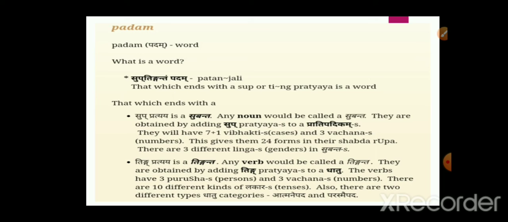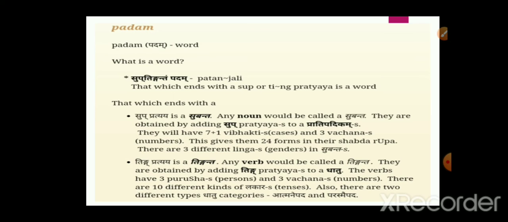And there are 2 different types of dhatus. Categories of 2 different dhatus are there. What is a dhatu? As I told earlier, it is the verbal root. So there are 2 categories of verbal roots. One is Atmanepadi and the other one is Parasmaipadi. As of now, just know these names.